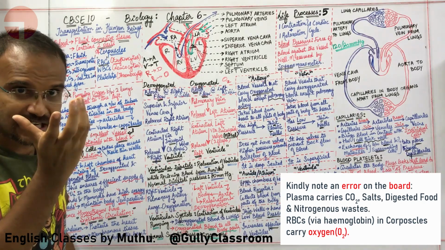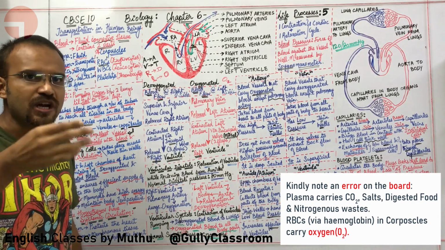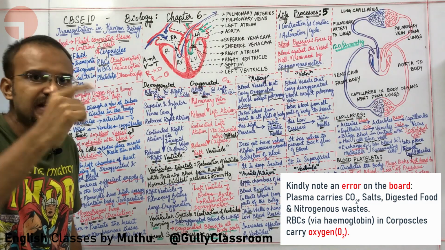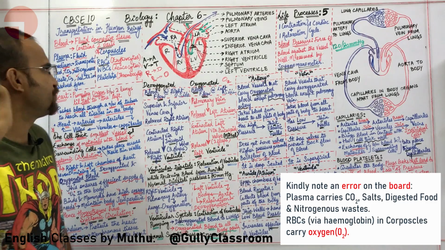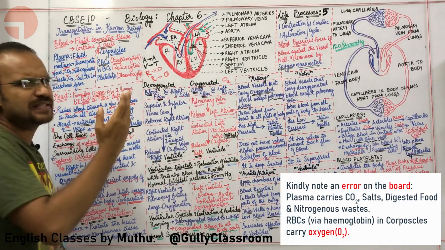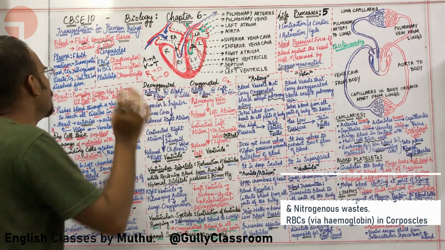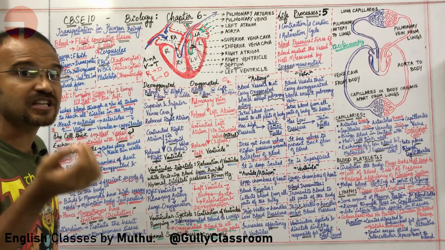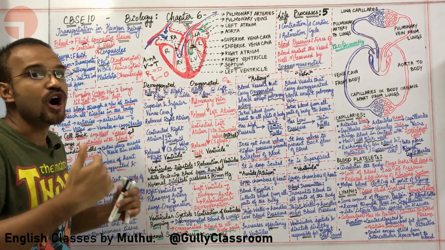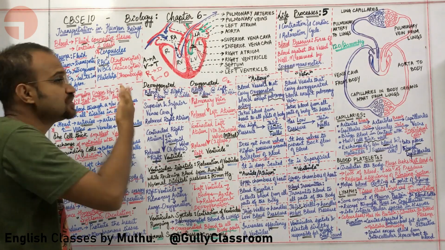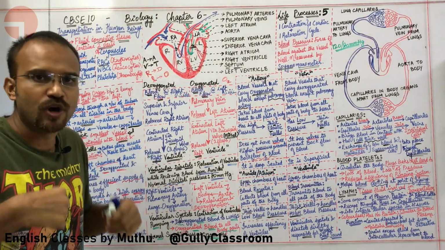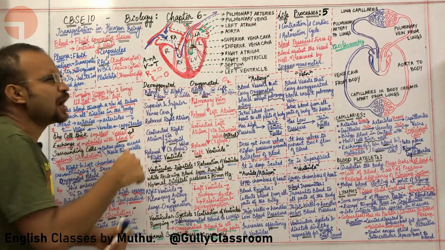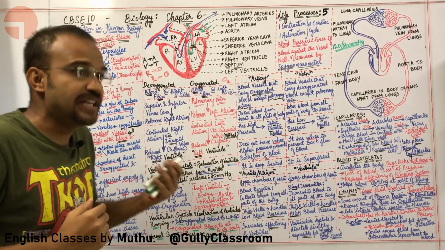RBCs are disc-shaped cells which are biconcave, which have a concave, hole-like surface on both sides of the disc. RBCs can live for 120 days. What about WBCs? WBCs are white blood cells, responsible for the immunity of our body. They protect our body from foreign pathogens. They are amoeboid in shape. They can take any shape.